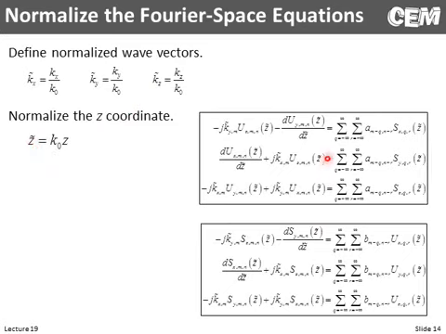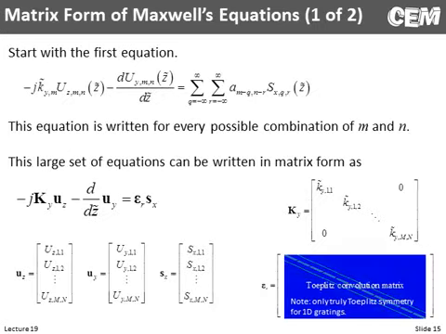Now when we do that, we end up with these 6 equations, and notice that the k naught has disappeared. It didn't really disappear, it got absorbed into these normalized k terms as well as the derivative with respect to z, but it's no longer explicitly written. Okay, so we have one of these Maxwell's equations in semi-analytical Fourier space, if you will.